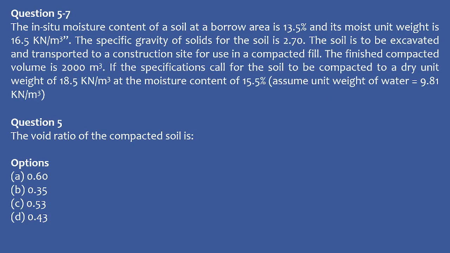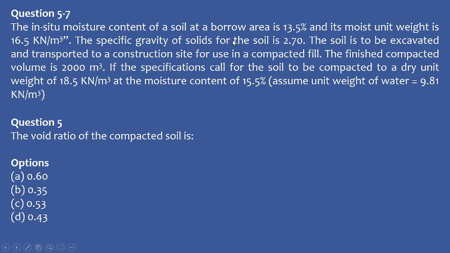Now we have the theoretical questions. The next set of questions, from 5 to 7, is based on this paragraph only. The in situ moisture content of a soil at a borrow area is 13.5%. So initially at a site from where we are extracting the soil, the moisture content is basically 13.5%, and the bulk moist unit weight of that soil is 16.5 kilonewton per meter cube.